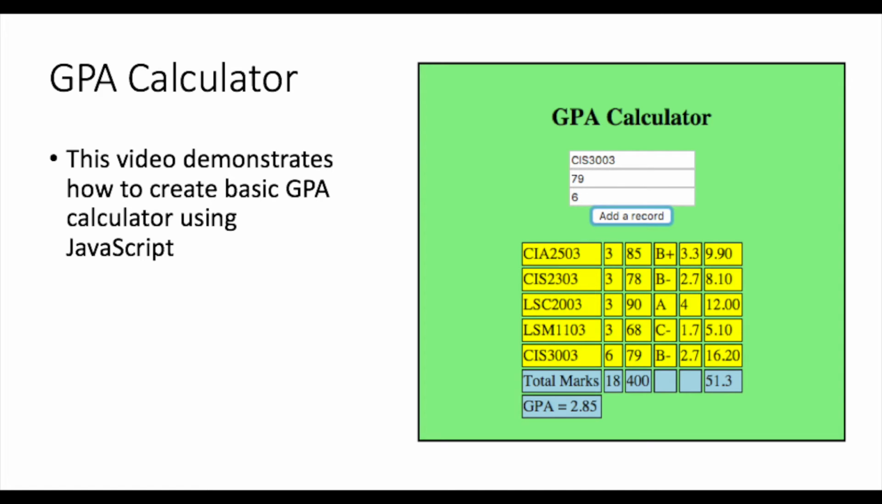Welcome to this video. In this video we'll take you through the process of creating a calculator for your GPA, which is a basic calculator. You enter your course code, the mark you received, and then the number of credits, and you add it. So it will add all of it. At the end it will calculate the GPA for you.